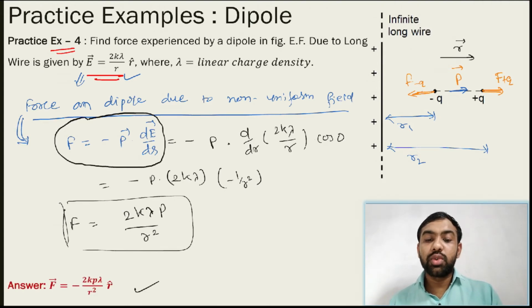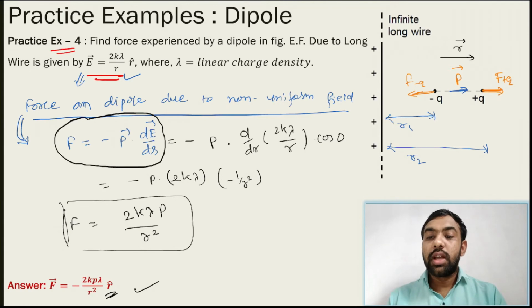See, minus 2k P lambda upon r square, and if you want the direction, then the direction is given as r unit vector. This r unit vector represents the direction. Okay, note it.